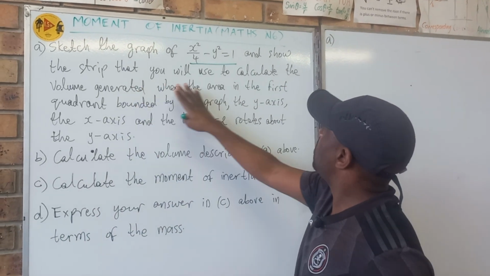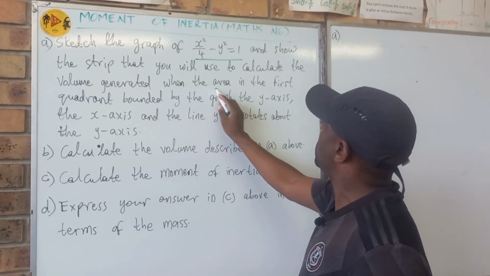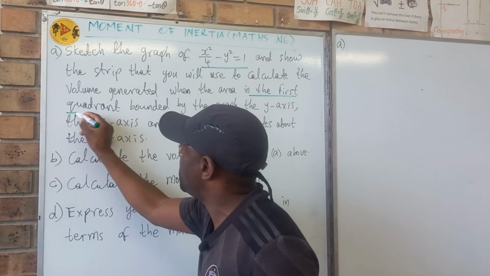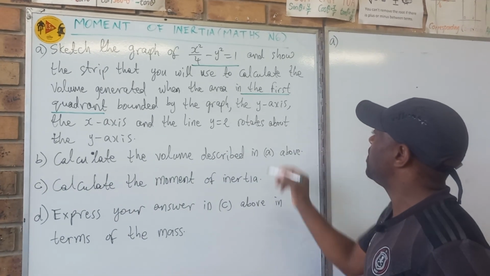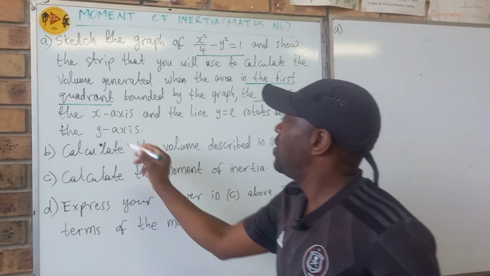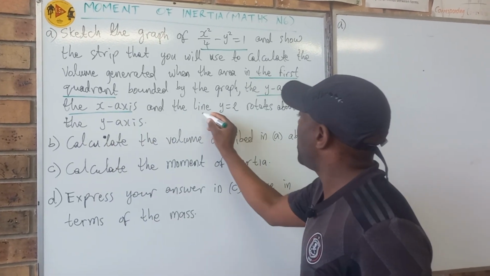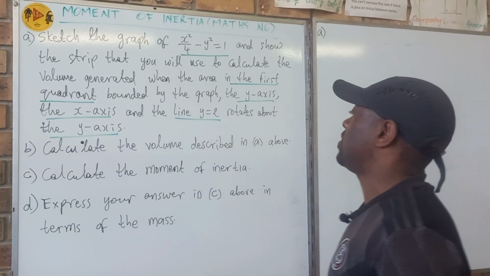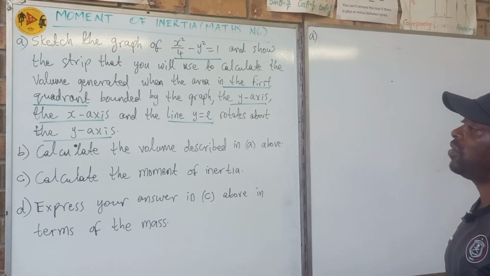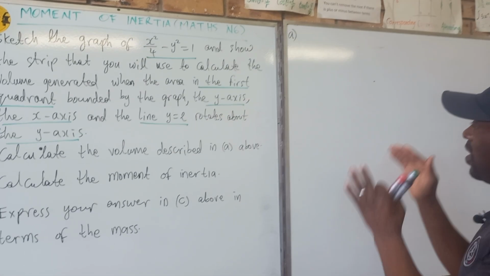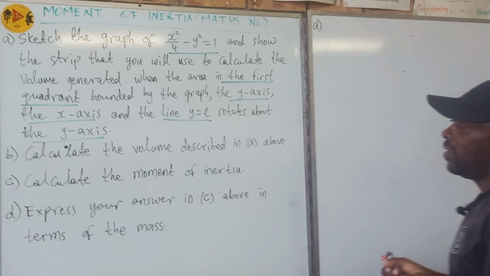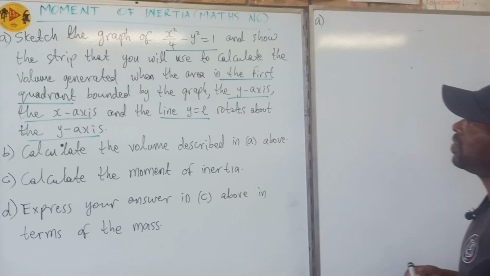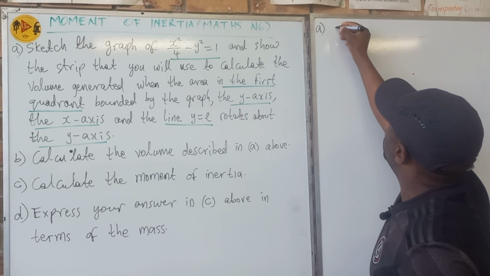And show the strip that you use to calculate the volume generated when the area in the first quadrant, this is very important, bounded by the graph, the y-axis, the x-axis, and the line y equal to 2 rotates about the y-axis. So from that story, that is what is important to me. So before I start doing anything, I have to capture all the important information. Then from there, we'll calculate the volume, moment of inertia, then express our answer in terms of the mass. So let's start taking out the important information.